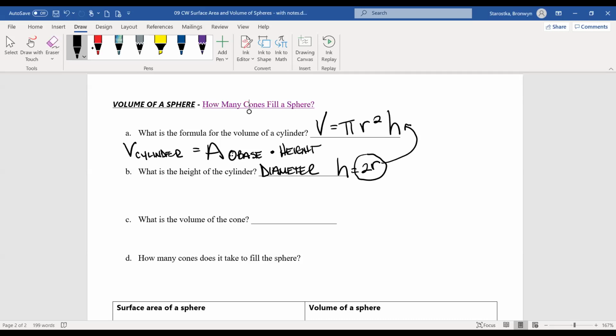So now I'm going to rewrite that. Volume equals, I'll put my 2 in front, pi, radius squared times radius cubed. Sorry, no h. There we go. So if we have a sphere that's the same height as our cylinder, we can substitute in 2 radii for the height.